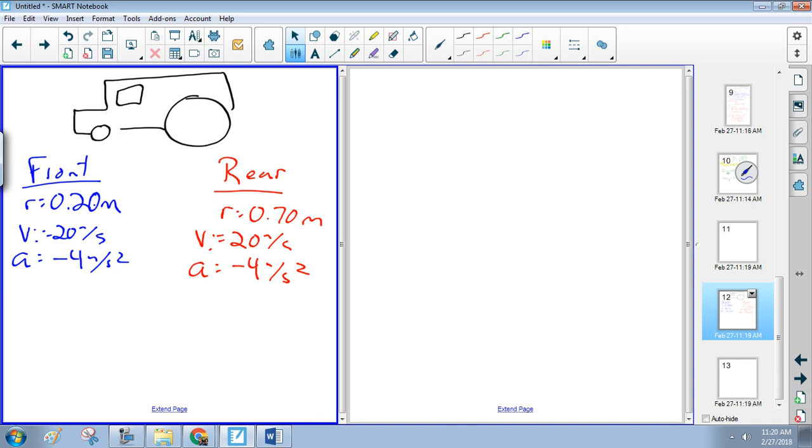Okay. Now the question wants to know what's the frequency of the front tires. So it's sort of the final frequency. What's the final frequency of the front tires at the instant at which the rear tires have rotated 6 times? So our delta theta is 6 rotations, which times 2 pi, that's the same as 12 pi radians.